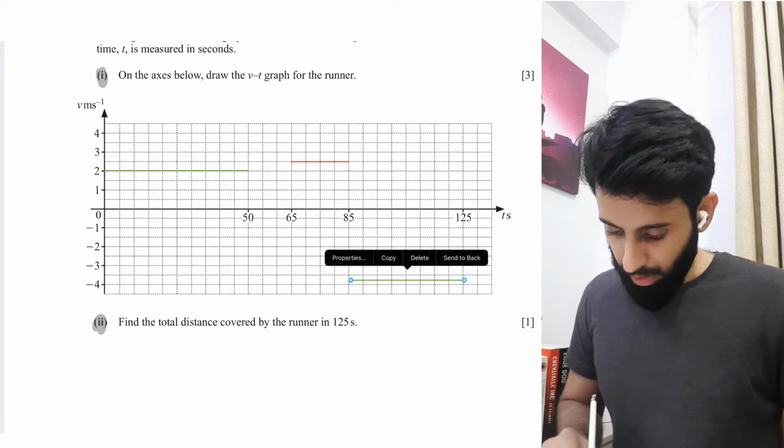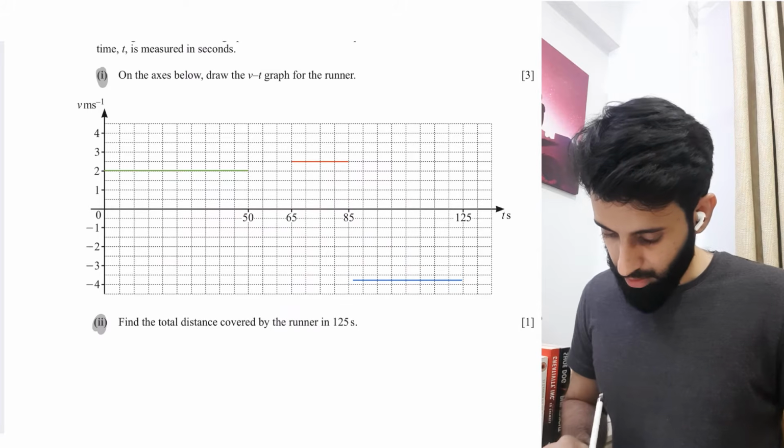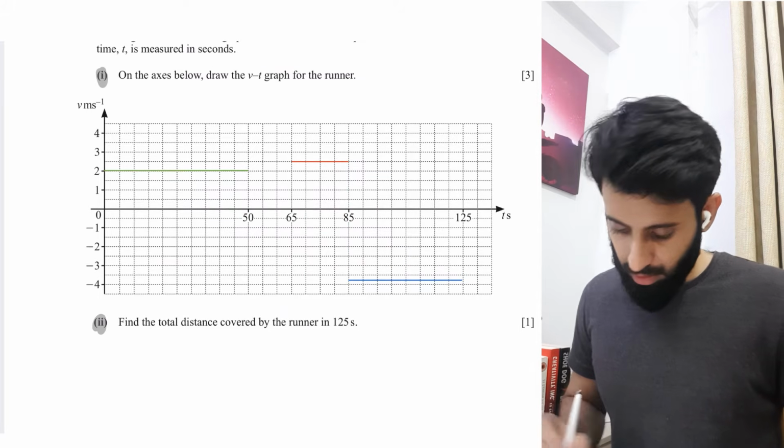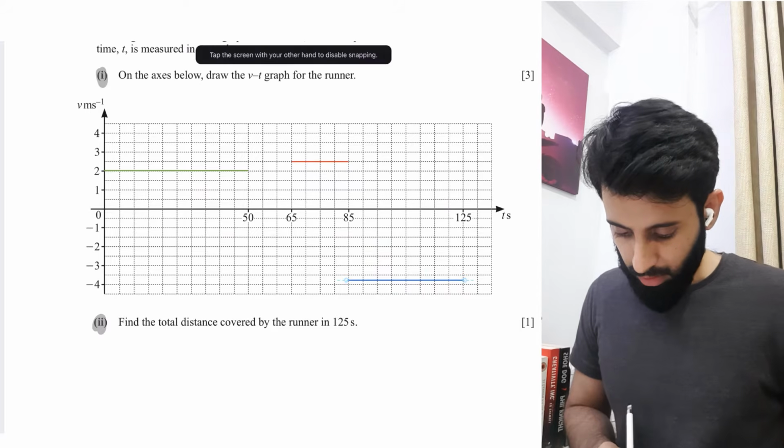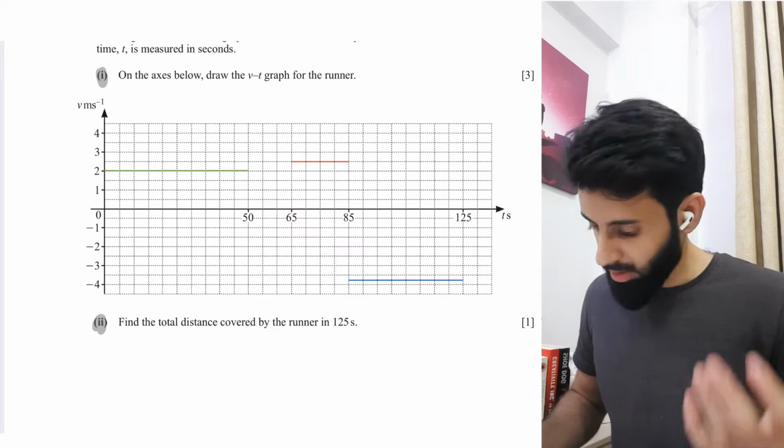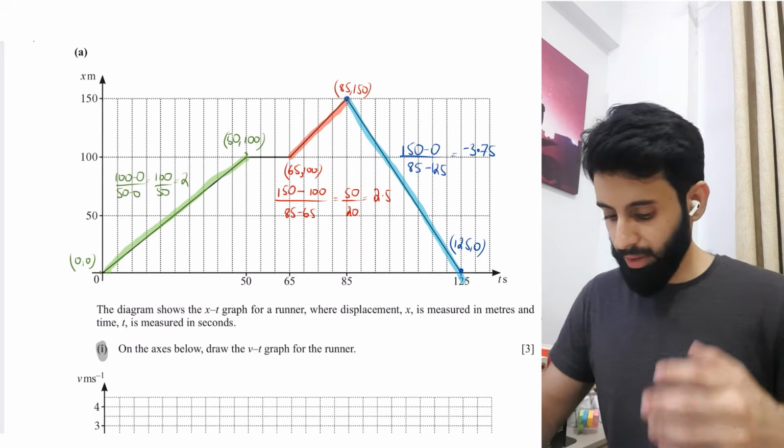Okay. And then, let me just color code this. Okay. So there you go. This is what our final answer is. So let's have a quick recap of this.